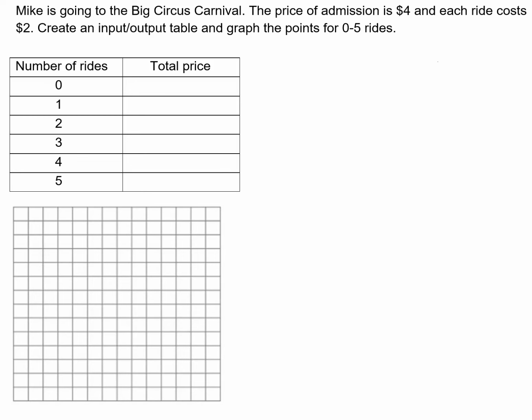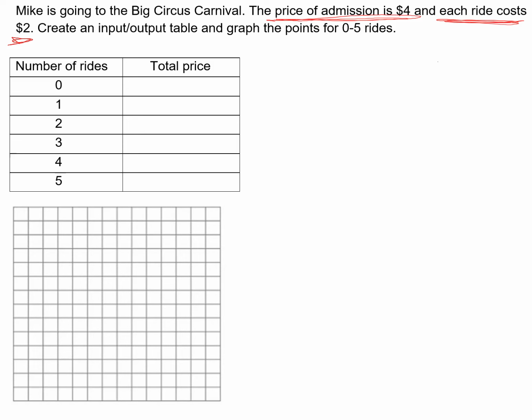Mike is going to the big circus carnival. The price of admission is $4 and each ride costs $2. Create an input-output table and graph the points for 0 to 5 rides.